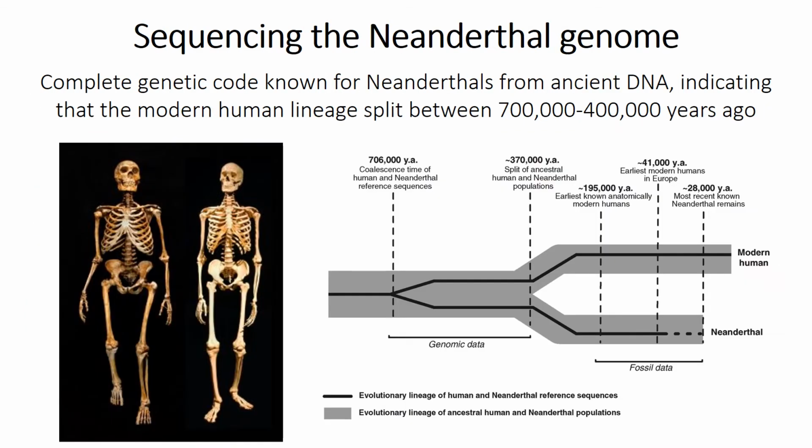The first really exciting development in this field was the sequencing of the genome, or the complete genetic code, of Neanderthals. Neanderthals are no longer around, but people were able to use ancient DNA from fossils that are tens of thousands of years old to get the Neanderthal genome. Although DNA is a very fragile molecule, there are techniques now that mean you can sometimes get DNA from fossils that are within the last million years or so, especially if they're preserved in cooler or cold places.